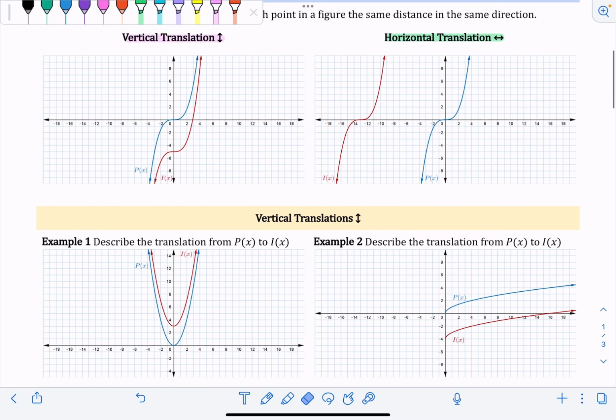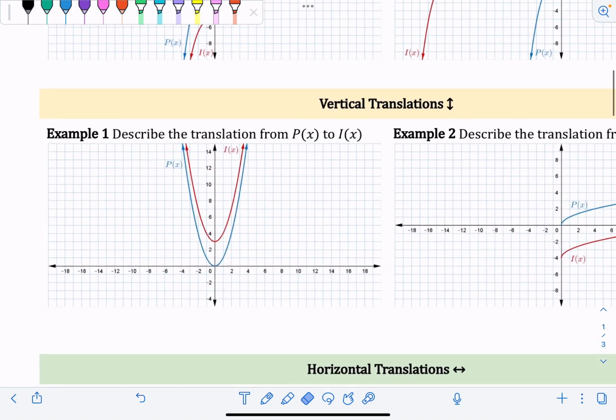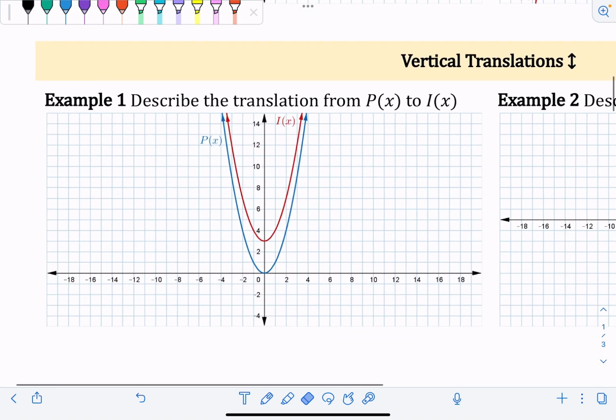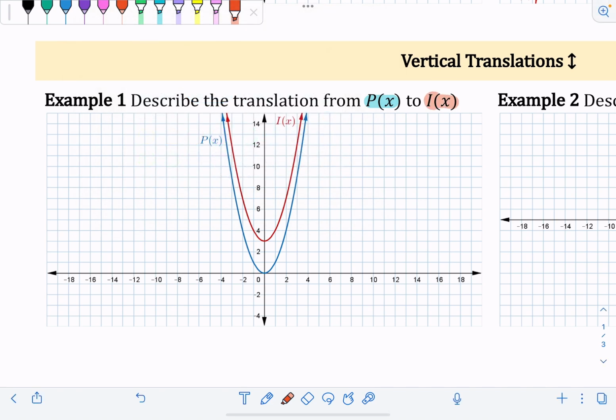Okay, moving down to the next section. This is just going to be vertical translations, and we're just going to describe them. So as in like 4 up or 2 down. So example 1, describe the translation from p of x, that's the blue function, to I of x, that's the one in red. So same concept, we want to focus on a couple key points.